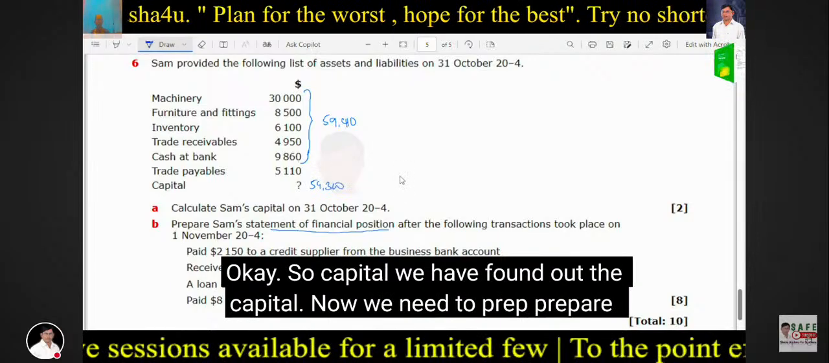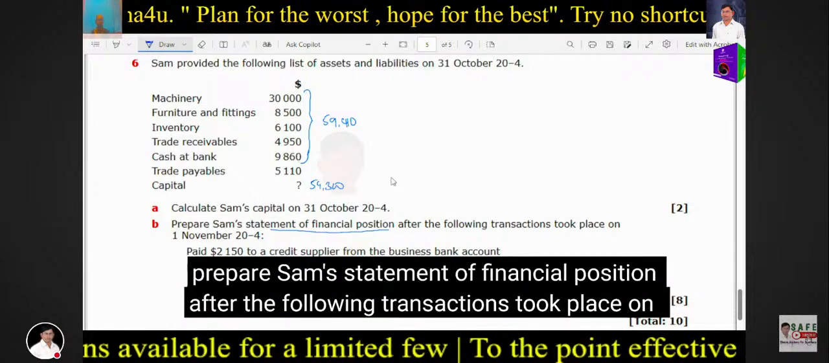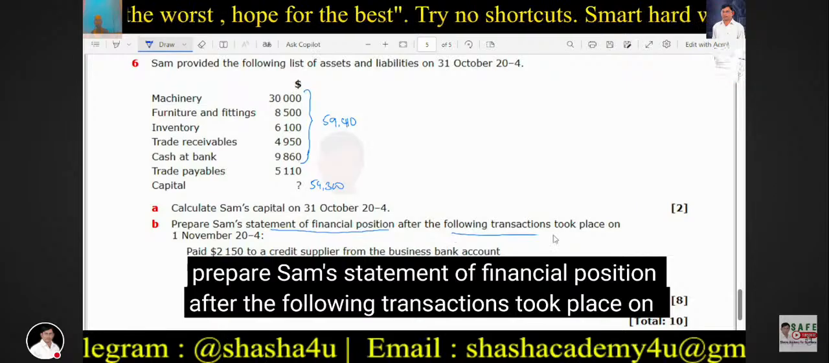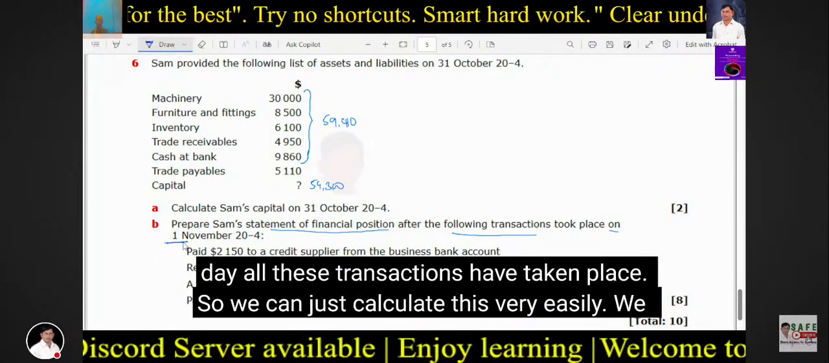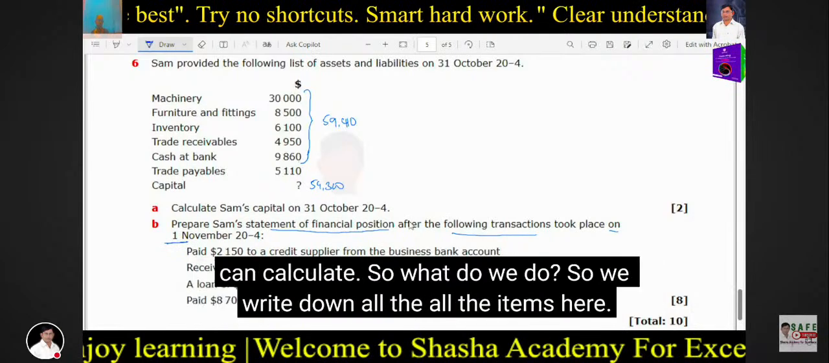So we have found out the capital. Now we need to prepare Sam's statement of financial position after the following transactions took place on 1st November. All the transactions have taken place on 1st November itself, on a single day, so we can calculate this very easily. We write down all the items here.